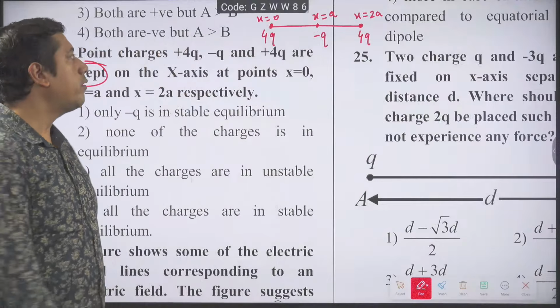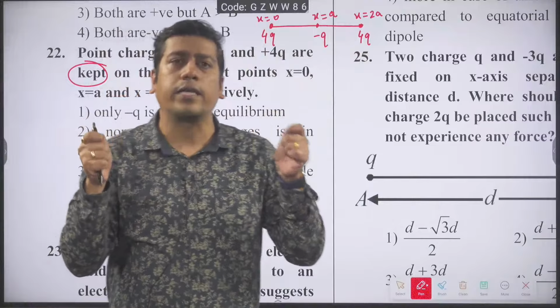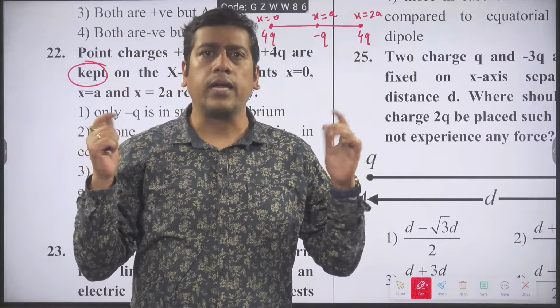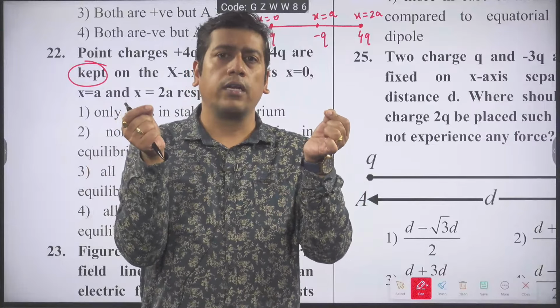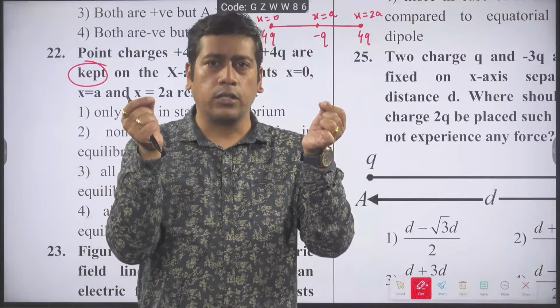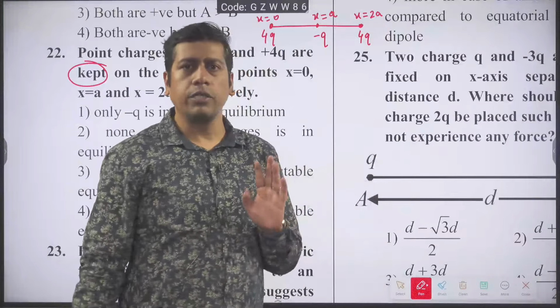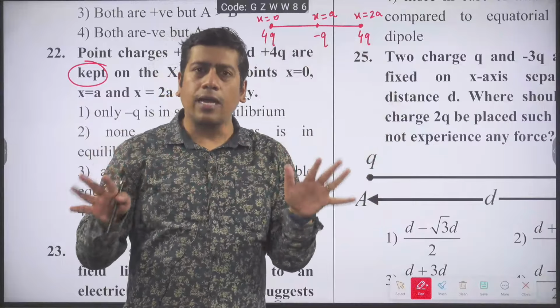Okay. Now they are saying all are kept. They are not saying these two are fixed. If they say these two are fixed, so obviously if 4q and 4q are fixed, then you can't talk about the equilibrium, because they are fixed only. So you can't say stable or unstable because you can't displace them. In that case, they talk about minus q, which we can discuss. But here, all are kept. That means all are at equilibrium.